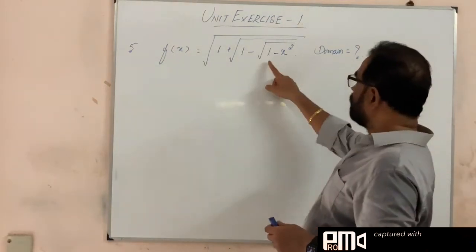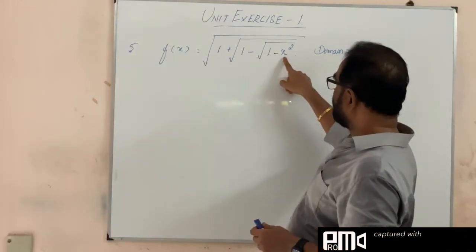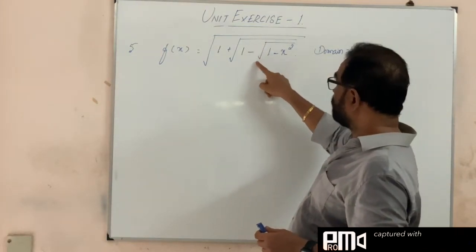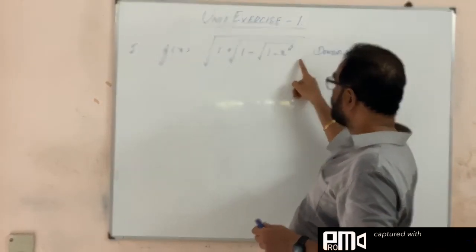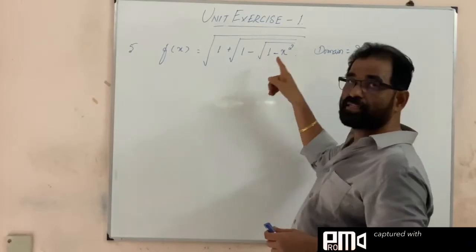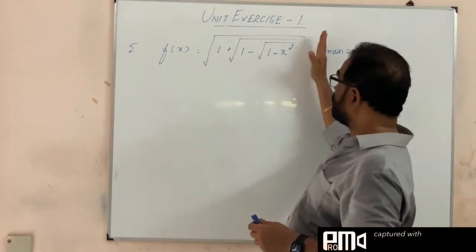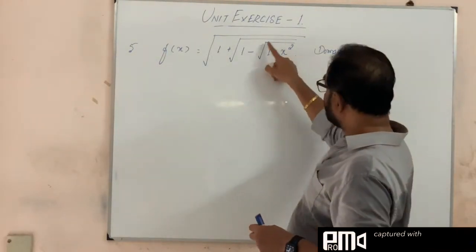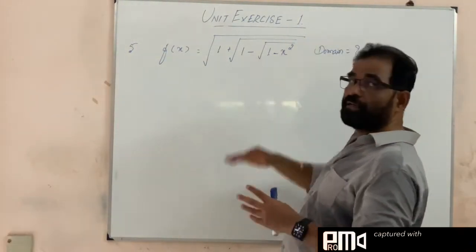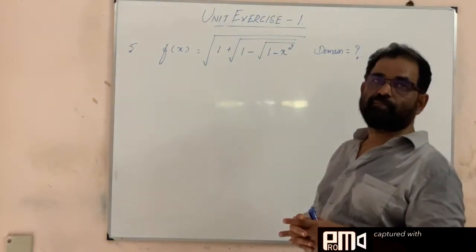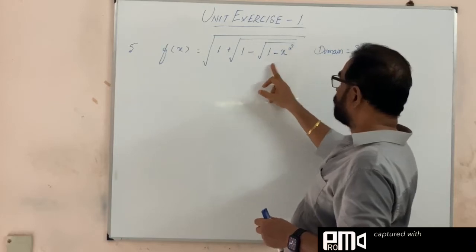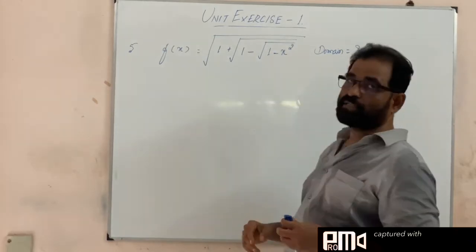So we have to worry about this expression, square root of 1 minus x square. If the square root of 1 minus x square exists, the whole expression exists. If this one does not exist, then the whole thing does not exist. Now, square root of 1 minus x square.